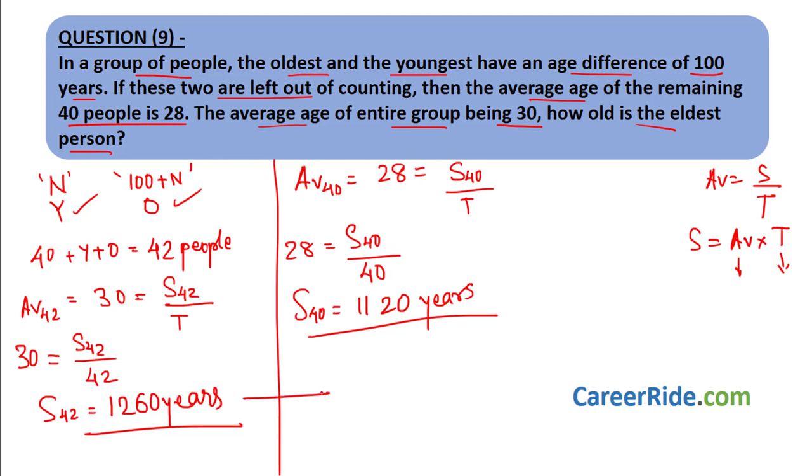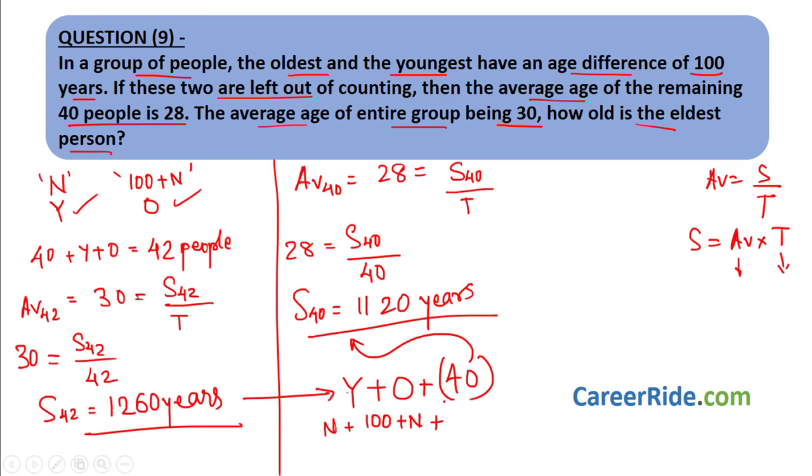Now sum of the ages of 42 people is nothing but age of youngest plus age of oldest plus sum of the ages of 40 people, right? So what is the sum of the ages of 40 people? This we already know. What is the age of youngest? N. Age of oldest? 100 plus N. Plus the sum of the ages of 40 people, 1120. And all this is equal to this 1260, the sum of the ages of 42 people, because this is 40 people, this is the 41st person and this is the 42nd person, right? So 1260.